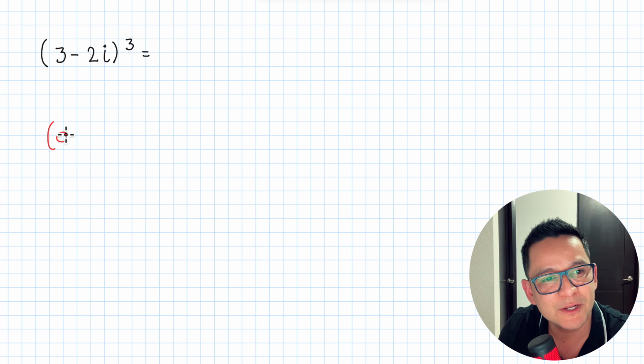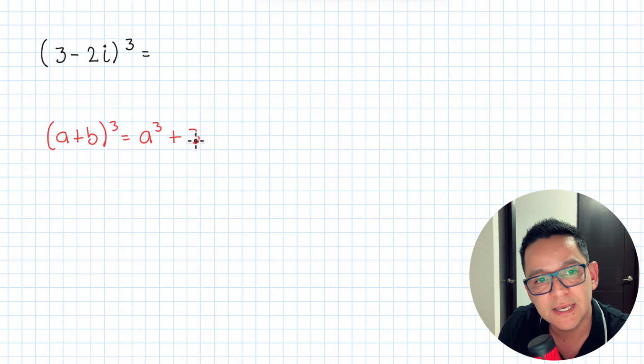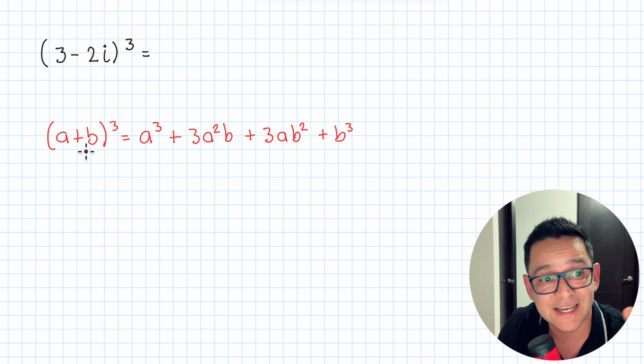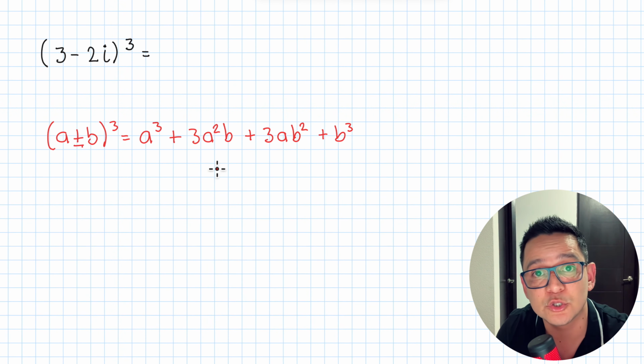First, let's remember that the quantity (a + b) raised to the third power, that is, a binomial raised to the third power, we're going to expand as the cube of the first term, plus 3 times the square of the first term times the second, plus 3 times the first term times the square of the second, and plus the cube of the second term. If we have a negative sign, then the signs have to alternate, starting with positive. So it goes positive, negative, positive, and negative.